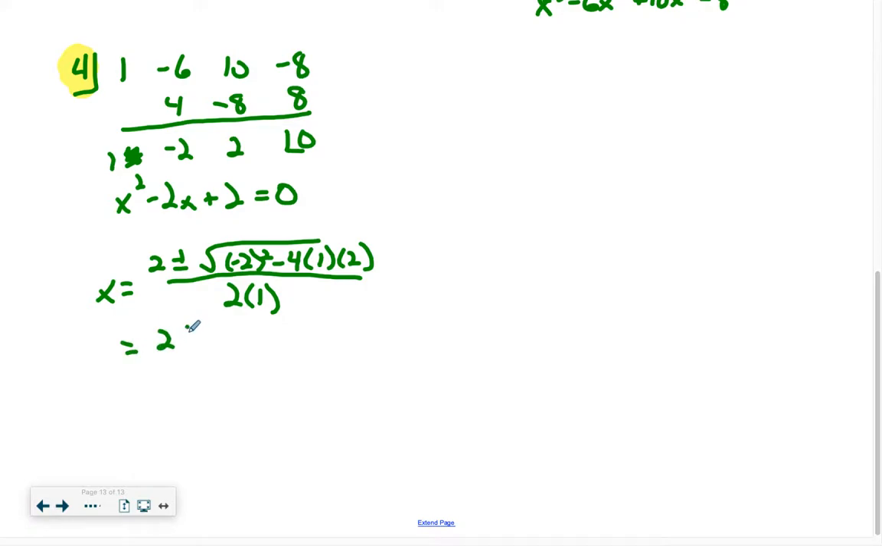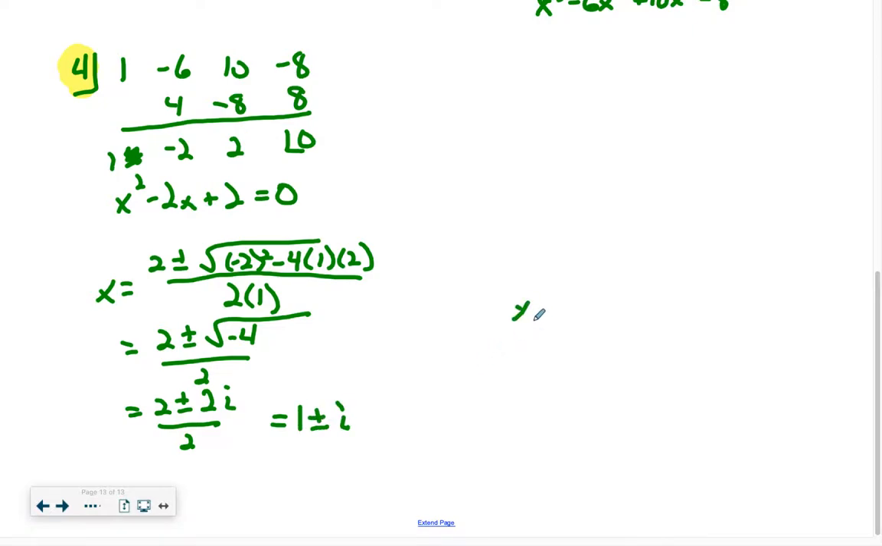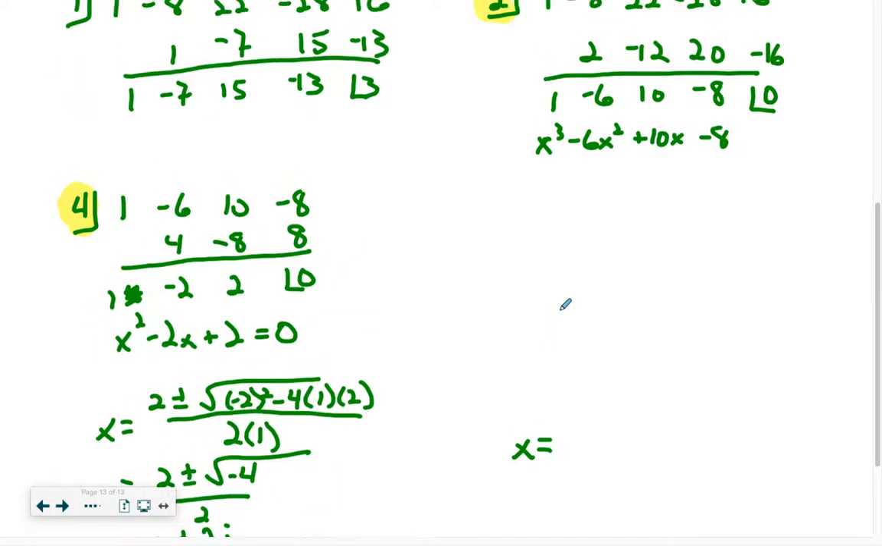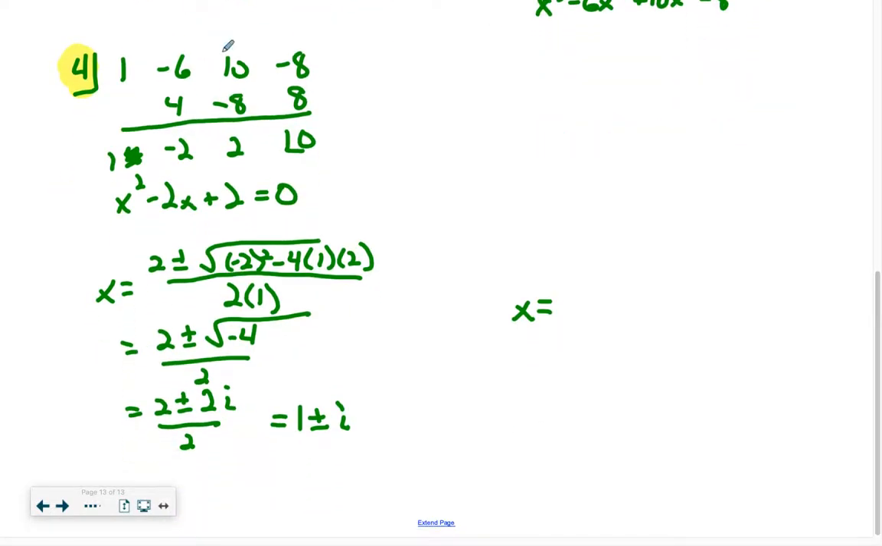So that'll be 2 plus or minus, this would be 4 minus 8. So that would be negative 4 over 2. So this would be 2 plus or minus the square root of negative 4, which would just be 2i, over 2. And then both of those are divisible by 2. So we would get 1 plus or minus i. So my four answers, okay, we had 2, 4, and 1 plus or minus i.